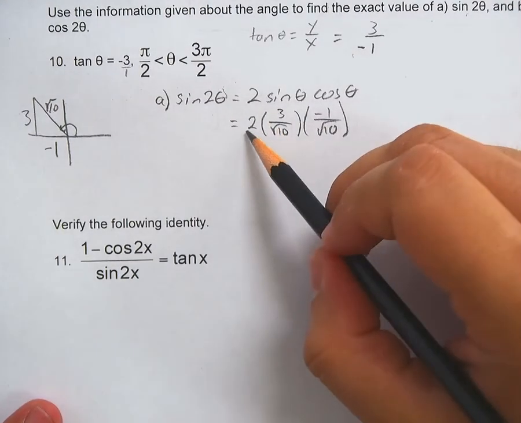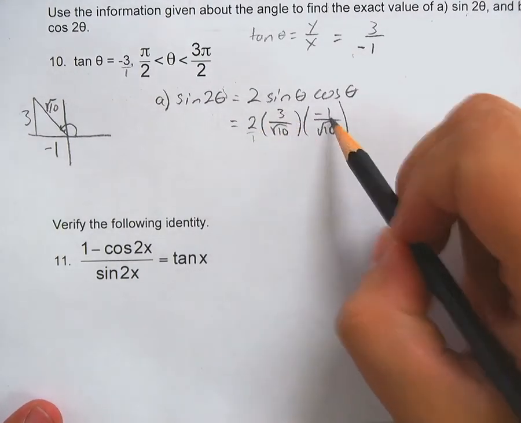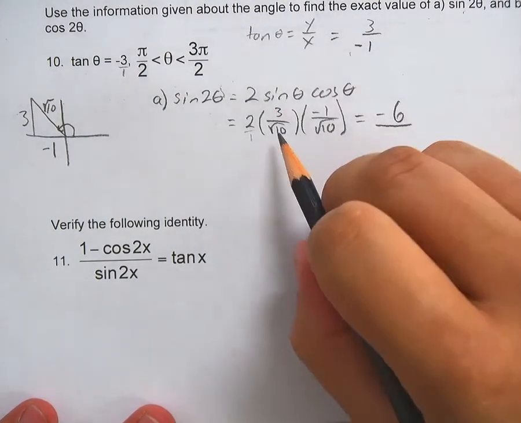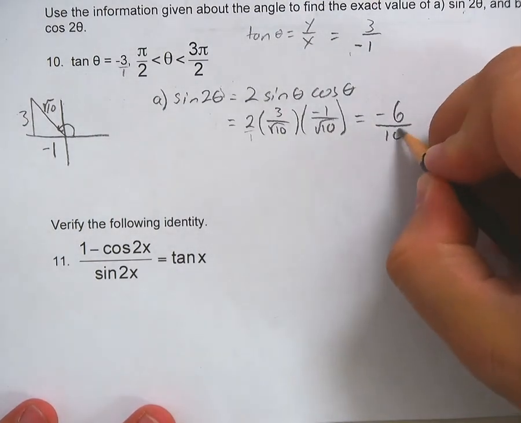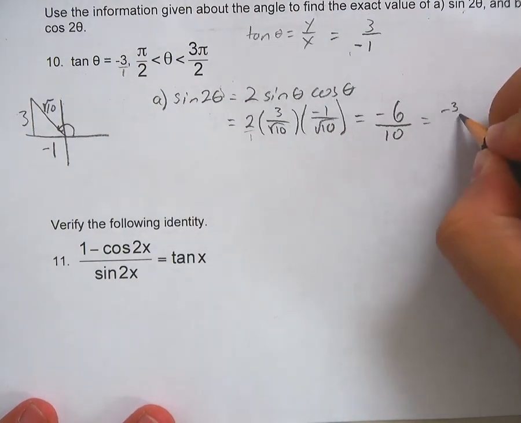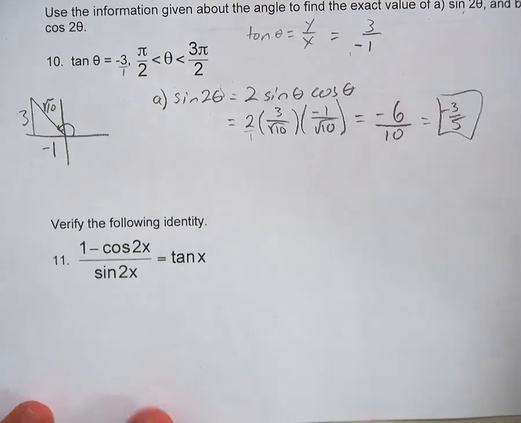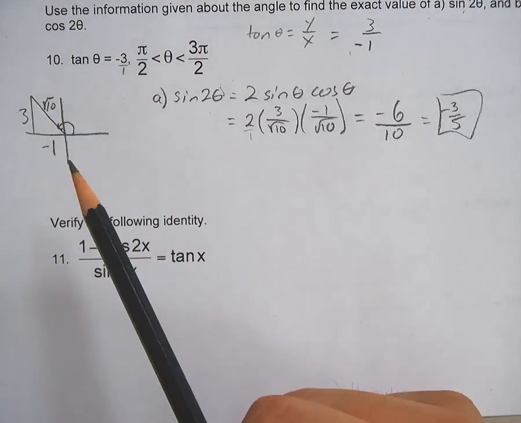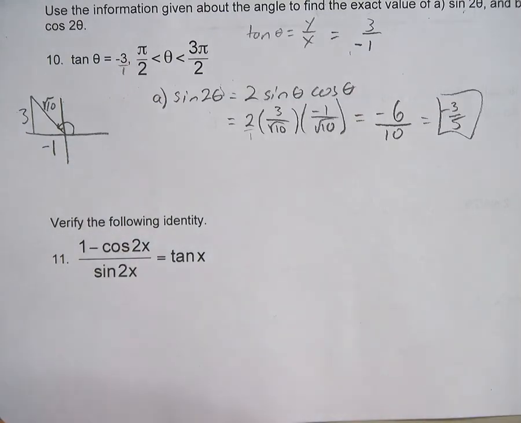Which is, remember this is 2 over 1, so it's 2 times 3 times negative 1, which is negative 6, over square root of 10 times square root of 10 is 10, which is negative 3 over 5. So again, after I got it drawn, everything else was a piece of cake. It's just plugging in.